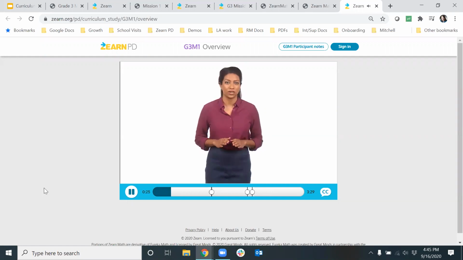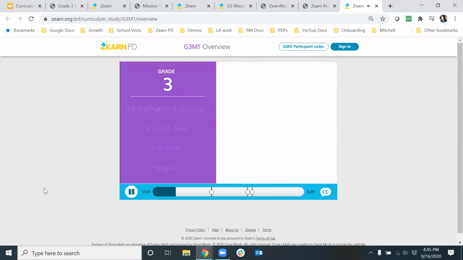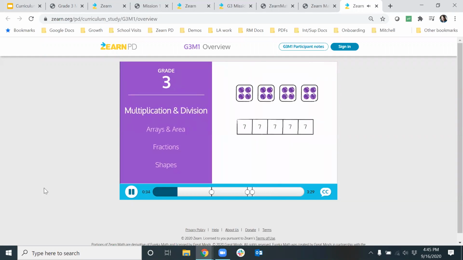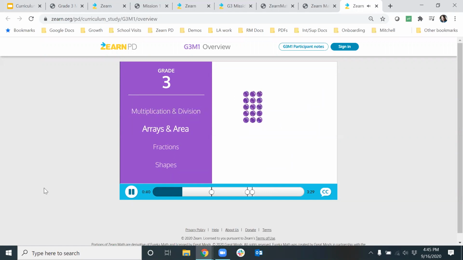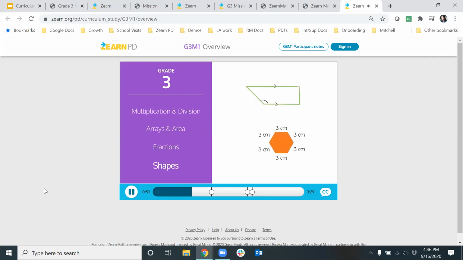Before we dive into mission 1, let's review the major work of grade 3 overall. Third grade mathematics is about developing an understanding of multiplication and division and strategies for multiplication and division within 100. Developing an understanding of the structure of rectangular arrays and of area. Developing an understanding of fractions, especially unit fractions, or fractions with a numerator of 1. And finally, describing and analyzing two-dimensional shapes.